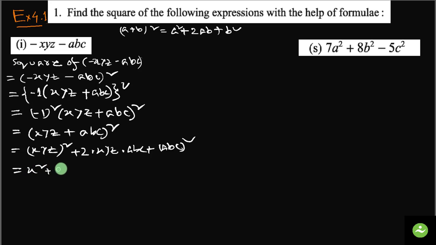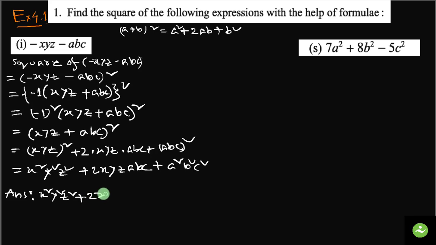Equals to x square, y square, z square plus 2 xyz abc plus a square, b square, c square. And this is the answer. If you want to write the answer, it should be like this. Answer: x square, y square, z square plus 2xyz abc plus a square, b square and c square. Okay, let's do the next one.